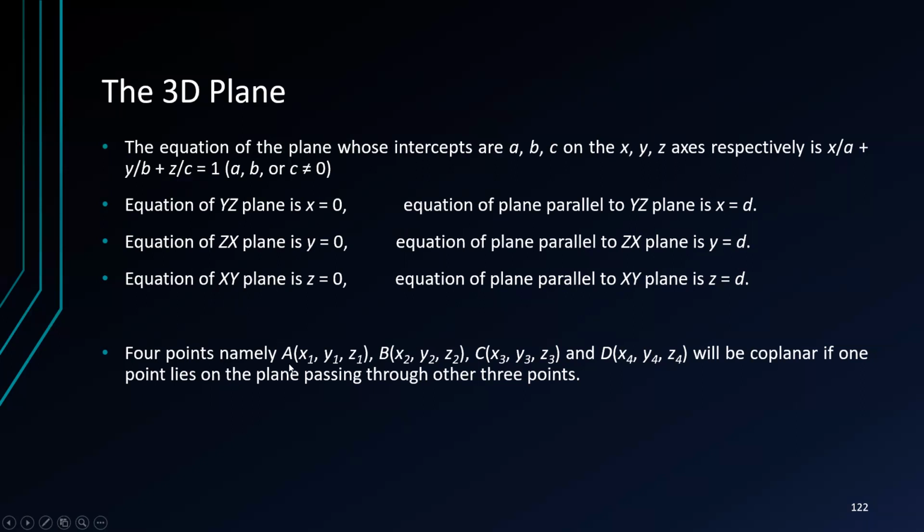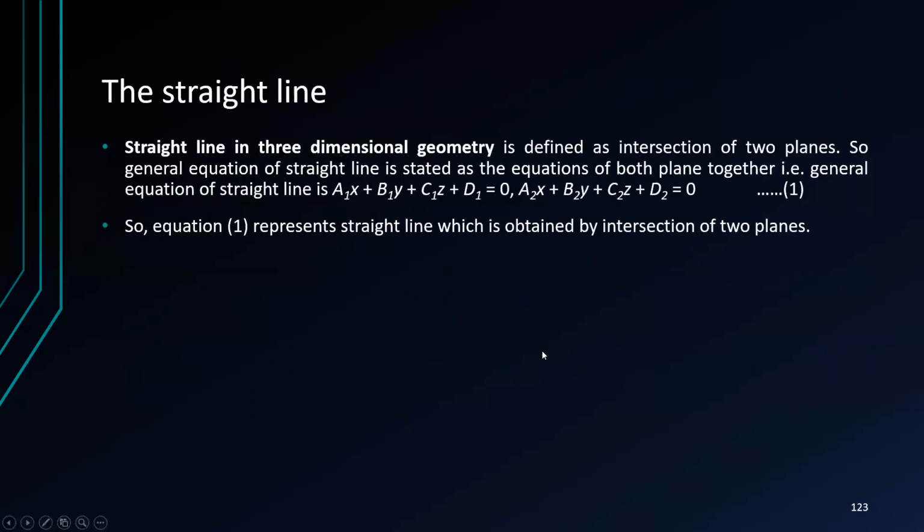Four points, namely A (x1, y1, z1), B (x2, y2, z2), C (x3, y3, z3), and D (x4, y4, z4), will be coplanar, in the same plane, if one point lies on the plane passing through the other three points. Those are the rules there.